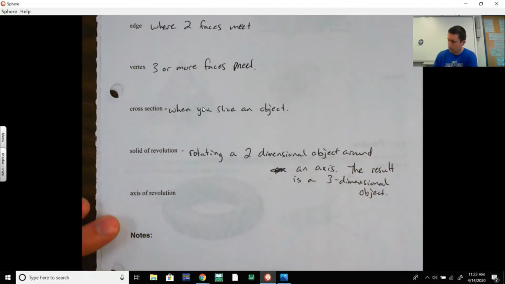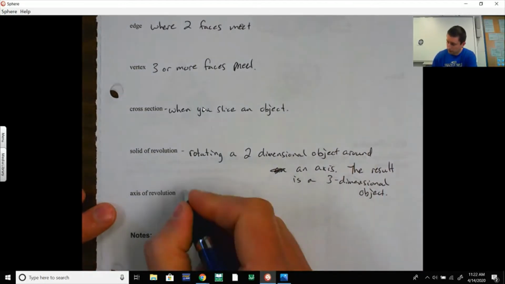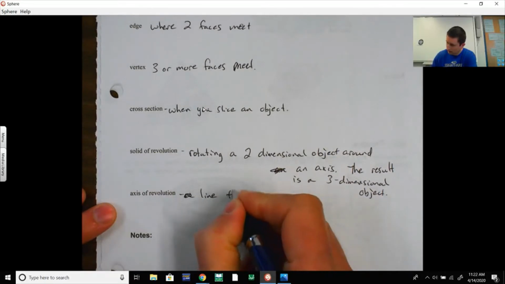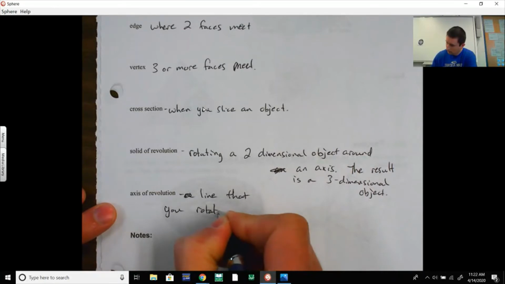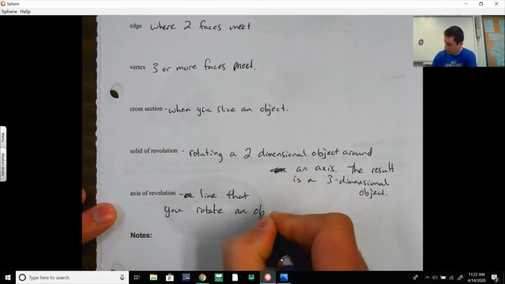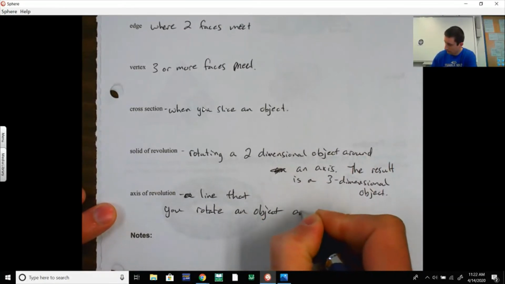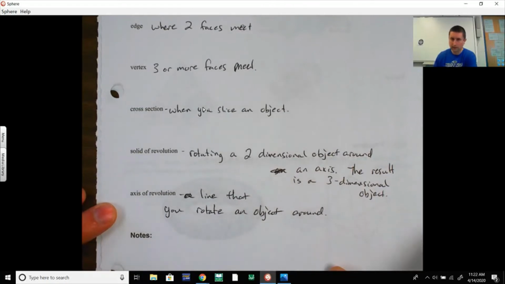Three-dimensional object. Axis of revolution, this is a line that you rotate an object around. A line that you rotate the object around.